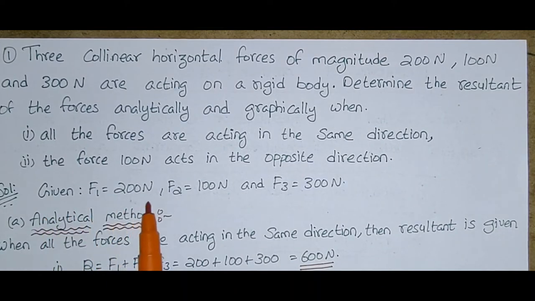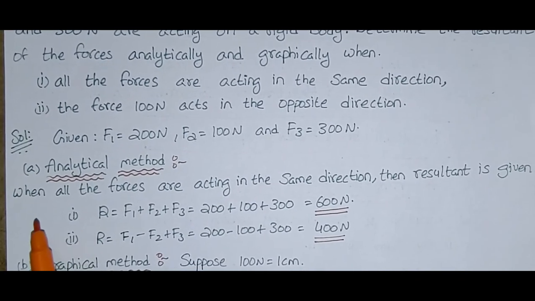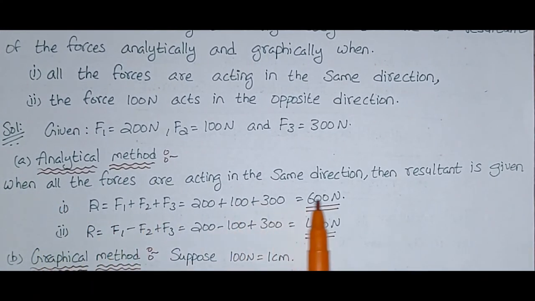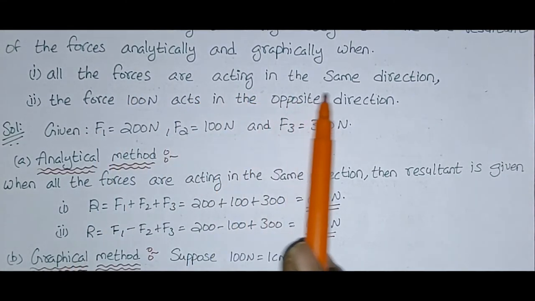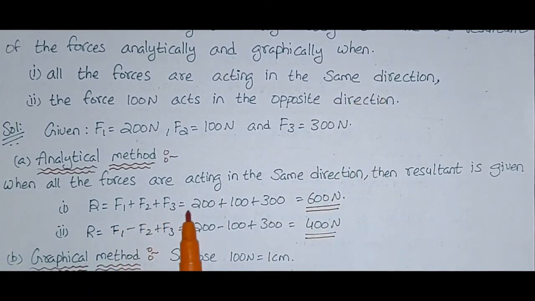Given F1 equal to 200 newtons, F2 is 100 newtons and F3 is 300 newtons. First, the analytical method. When all the forces are acting in the same direction, the resultant R is equal to F1 plus F2 plus F3. Why are we writing this? We know that this is used for all forces acting in the same direction. F1 is 200, F2 is 100, F3 is 300, adding, we get 600 newtons.